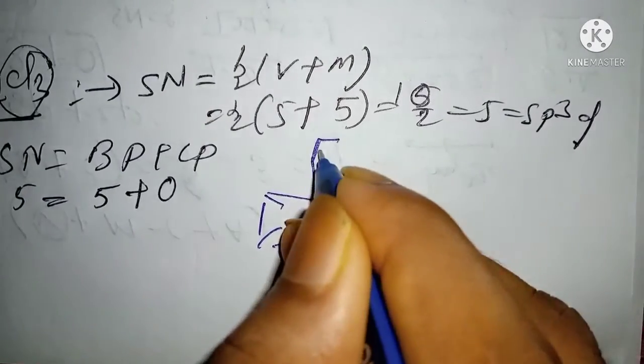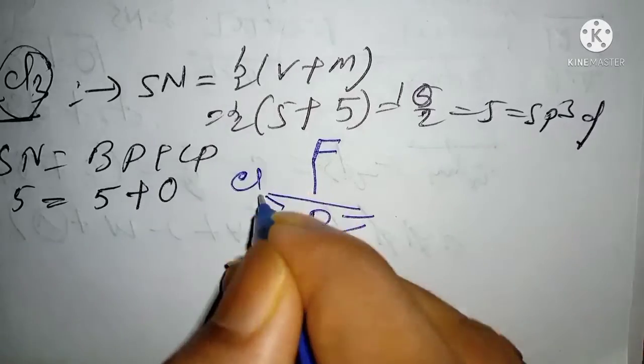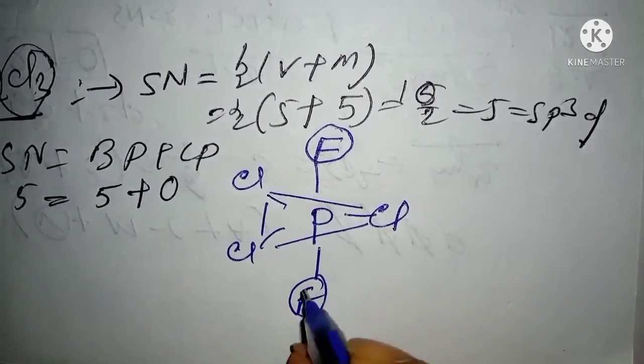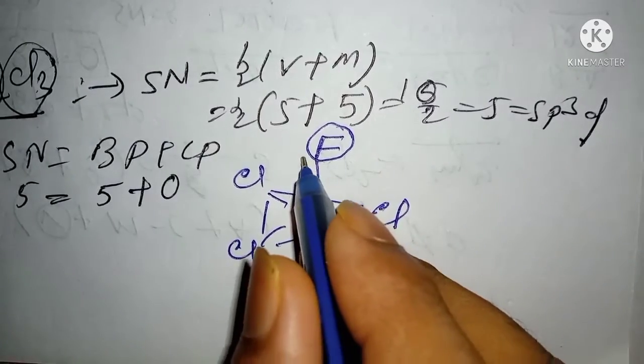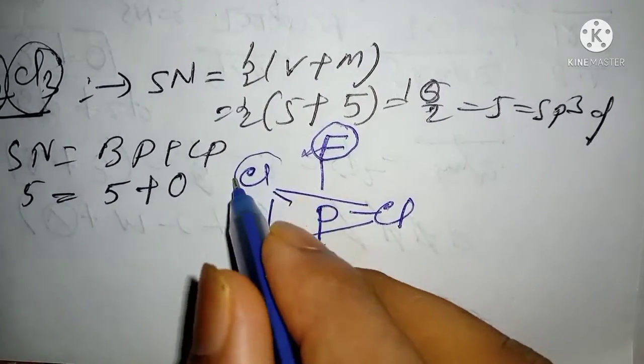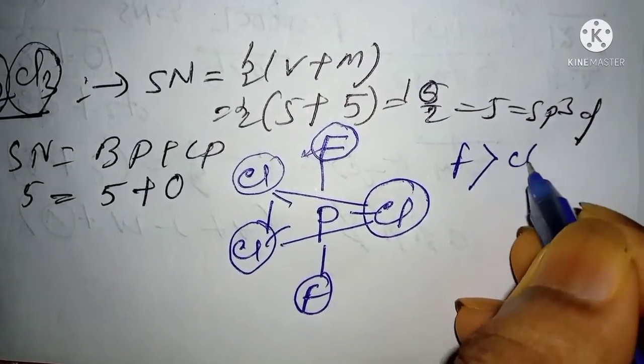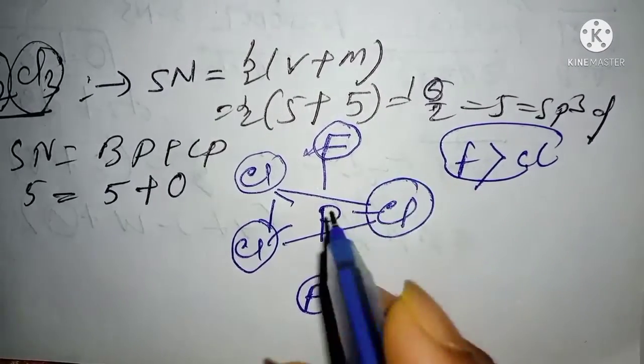So this fluorine and chlorine, fluorine is in the axial position. Why? Because in case of TBP, the more electronegative atom is in the axial position and the less electronegative atom is in the equatorial position. Remember this thing. So fluorine is more electronegative than chlorine, so fluorine is in the axial position and chlorine in the equatorial position.